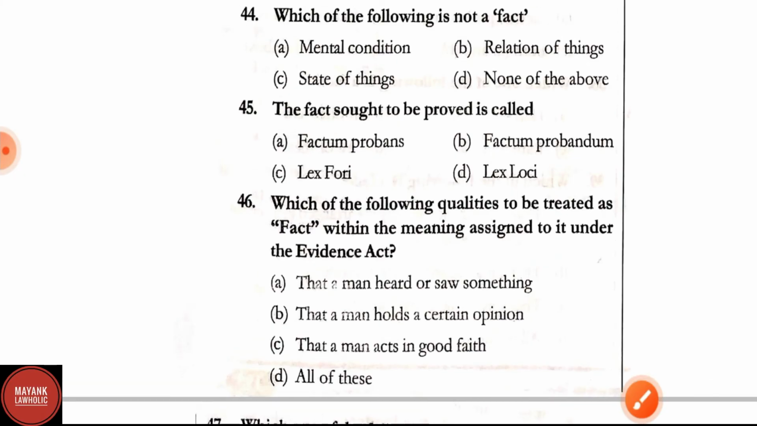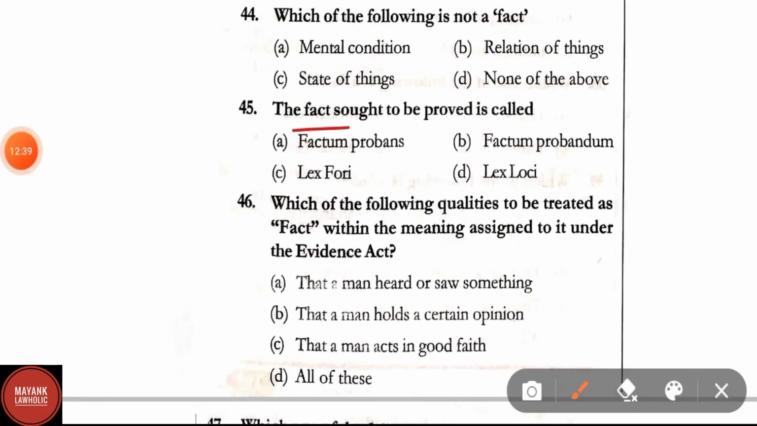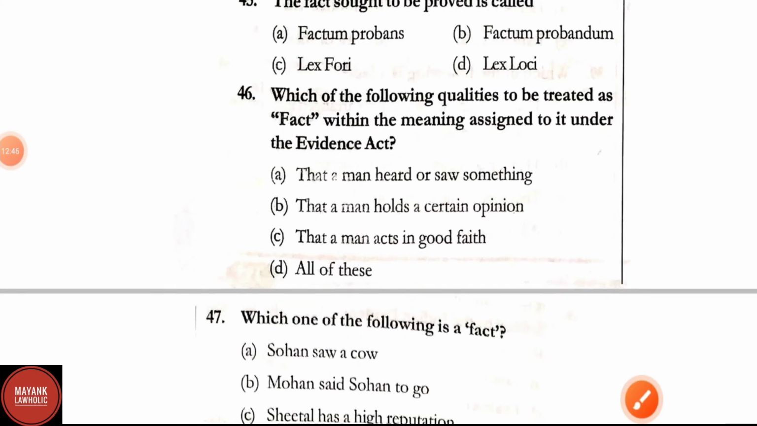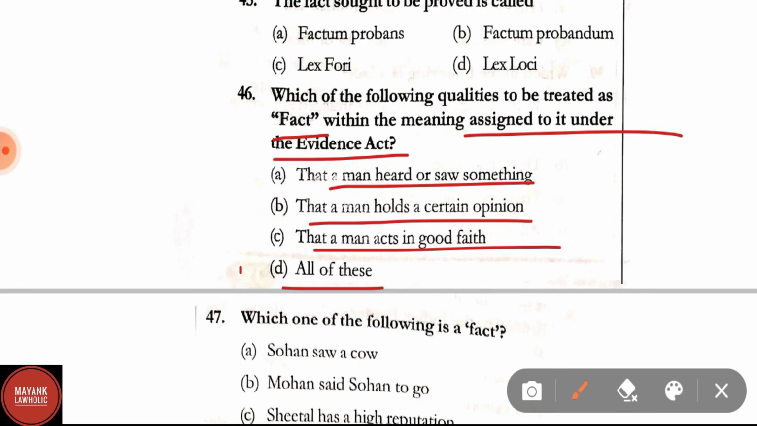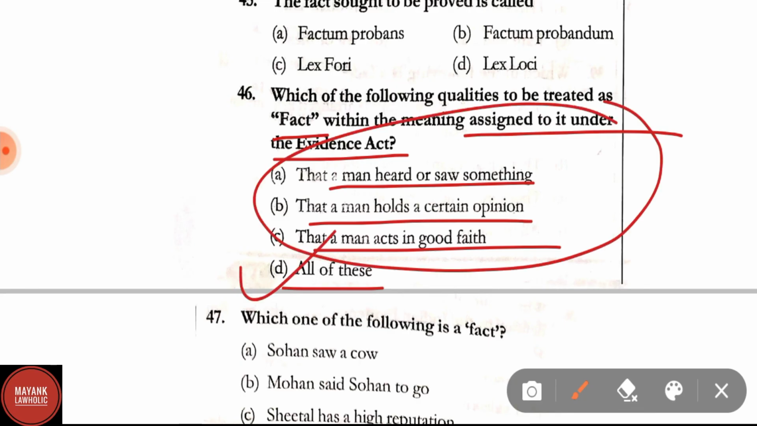Question number 45. The fact sought to be proved is called factum probandum. Option B is the correct answer. Question number 46. Which of the following qualities to be treated as fact within the meaning assigned to it under the Indian Evidence Act? That a man heard or saw something, that a man holds a certain opinion, that a man acts in good faith, all of these. Here correct answer is option D, all of these.